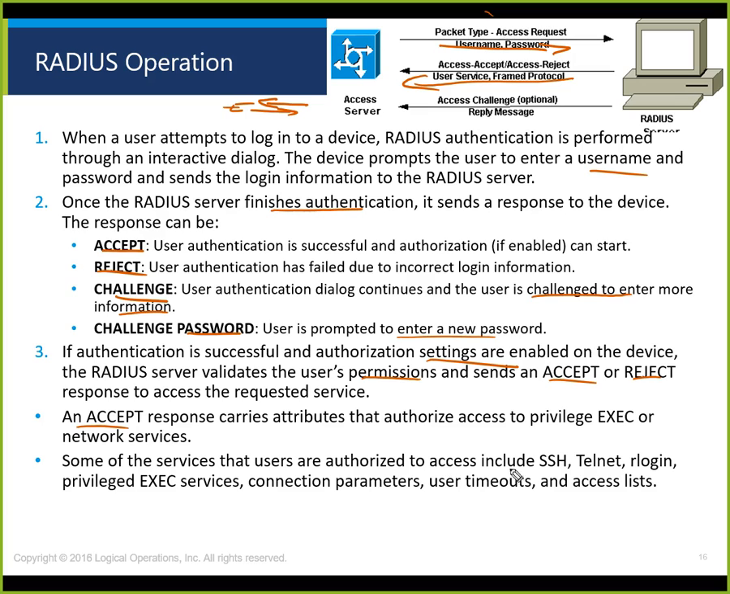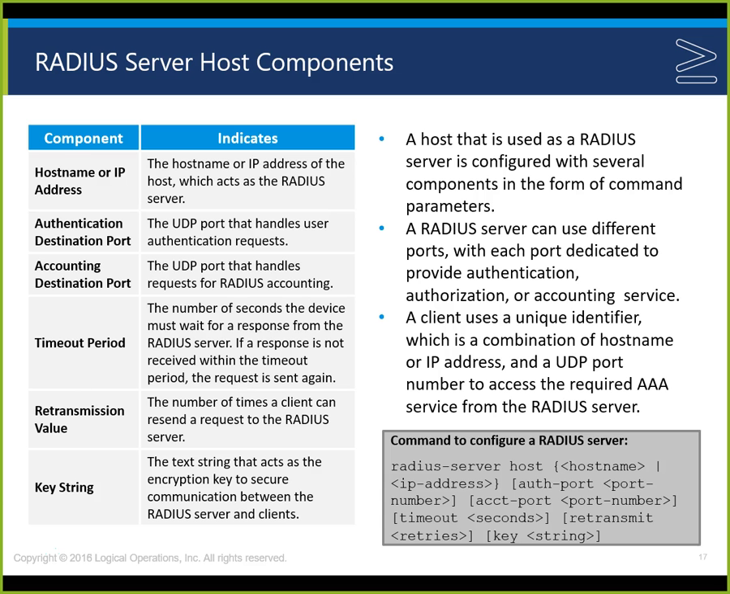Some of the services that are authorized to access are SSH, Telnet, rlogin, and privilege exec services. It's the same process with the authentication commands that we saw, because they're all part of the AAA new model set of commands that are available.